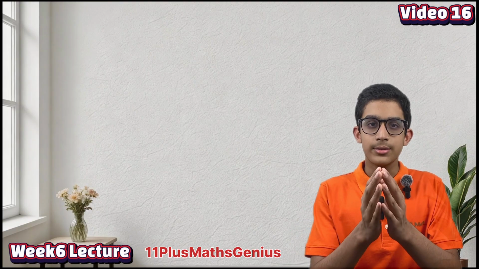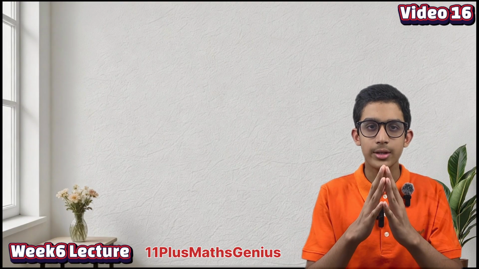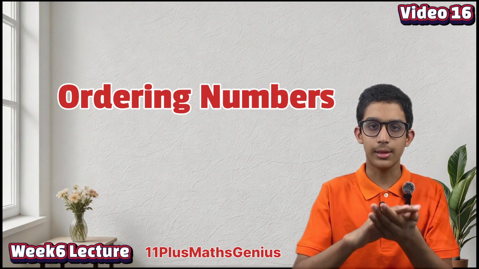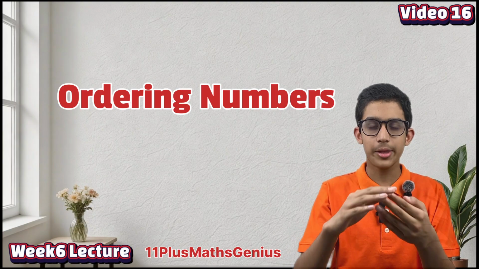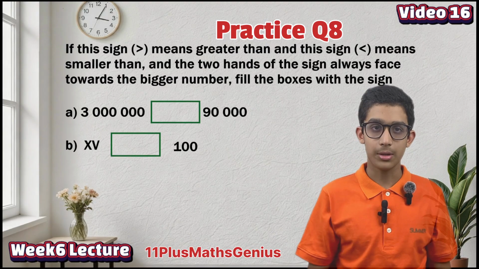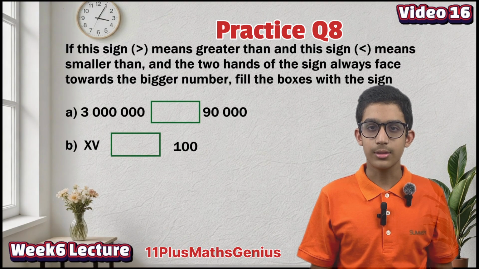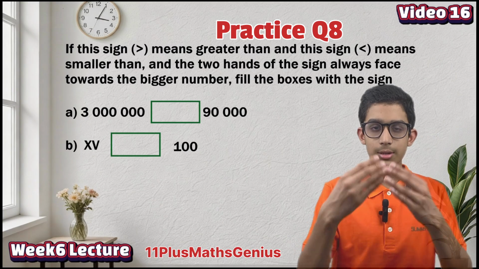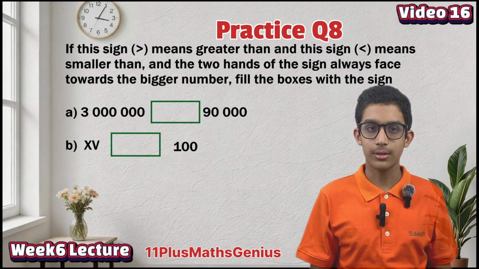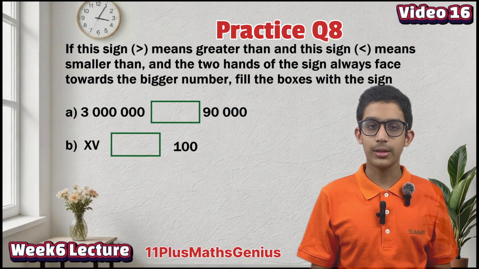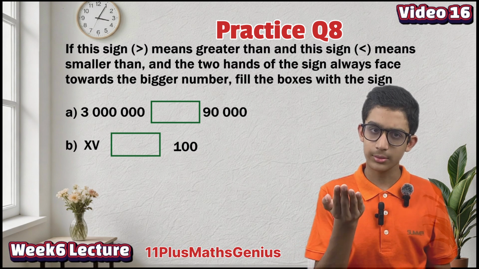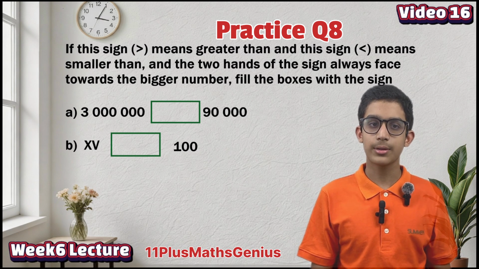After all the discussion, now we have a clear understanding of the number. Now we are able to identify which number is larger and which is smaller. Let's try some practice questions. Practice question 8. If this sign means greater than, and this sign means smaller than, and the two hands of this sign always face towards the bigger number, fill the boxes with the sign. A. 3 million something 90,000. B. XV something 100. Please try A.